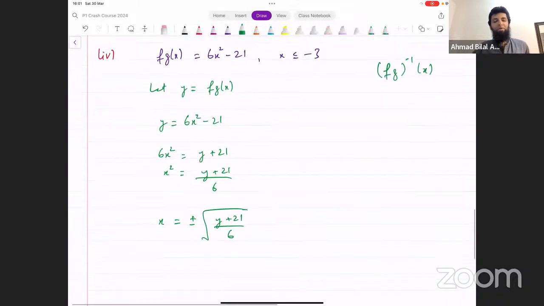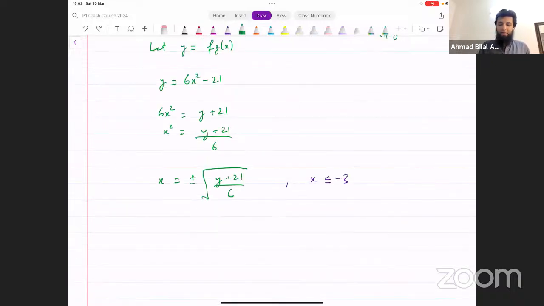And now you need to decide between plus and minus. Should you have a plus sign or a minus sign here? Since the question says x is less than or equal to -3, that means this value of x has to be less than or equal to -3. Now, how can you get a value that's less than or equal to -3? Can you get that with a positive sign or a negative sign? A positive sign is going to give you something positive that can't be less than or equal to -3. So we need a minus here for getting something that's less than or equal to -3.